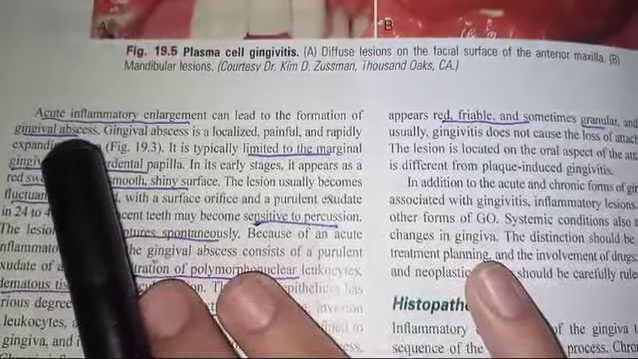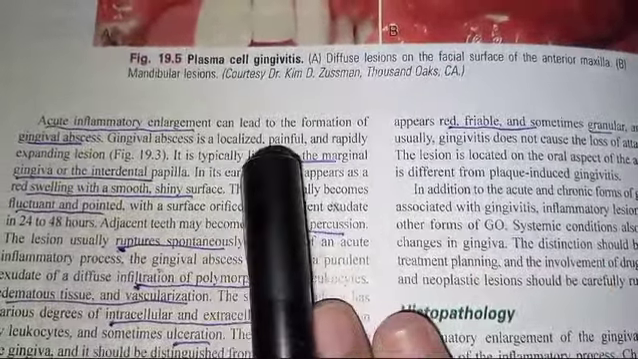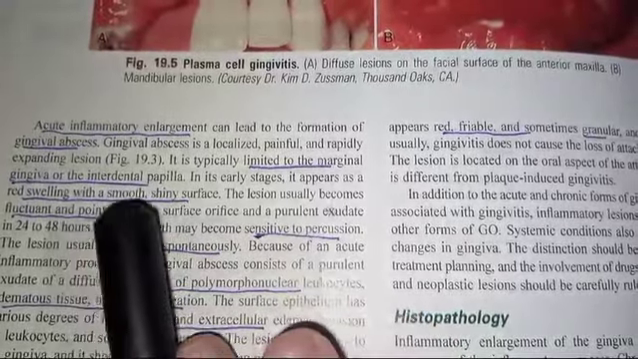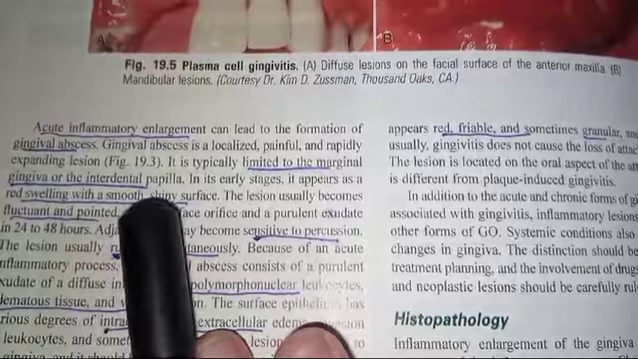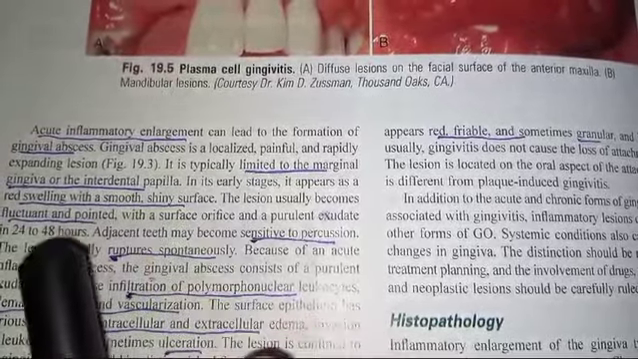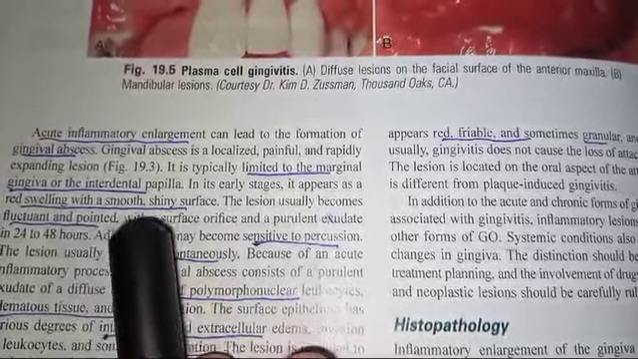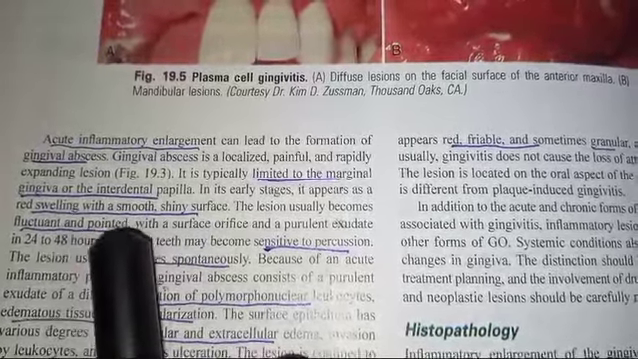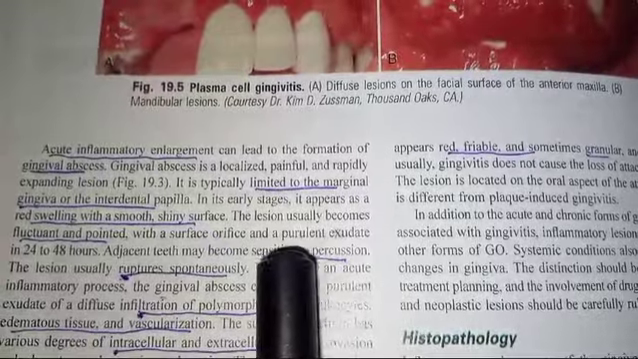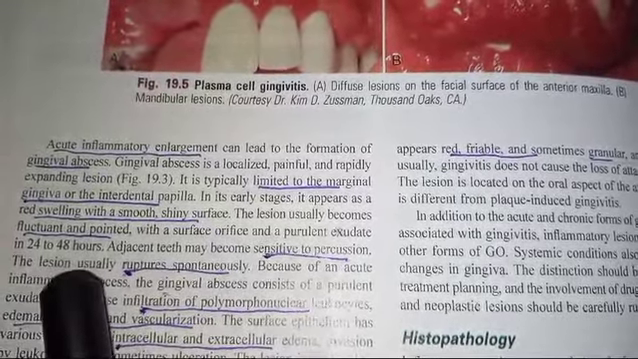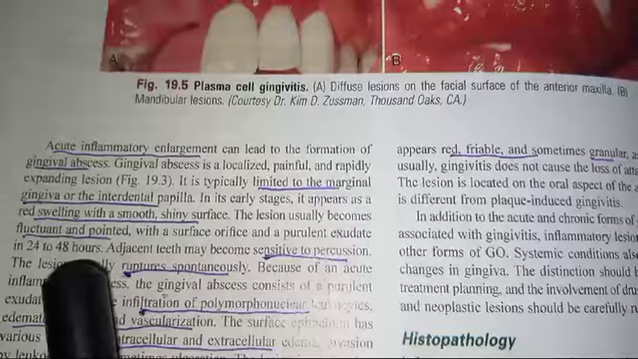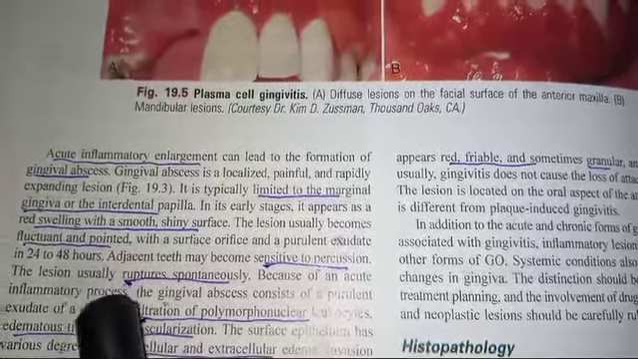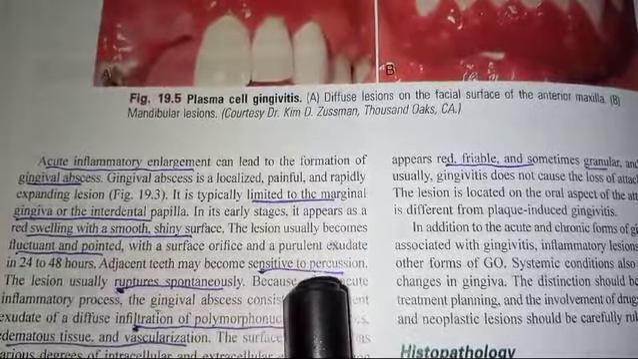gingival abscess. Gingival abscess may be localized, painful, and rapidly expanding, but only limited to the marginal gingiva or interdental papilla. Okay, in early stages, it is a red swelling with a smooth, shiny surface, basically, and it is also fluctuant and pointed. Okay, there's an exudate formation in 24 to 48 hours, means in 24 to 48 hours there's an exudate formation when you have acute inflammatory enlargement. Okay, very important. It is also sensitive on percussion.